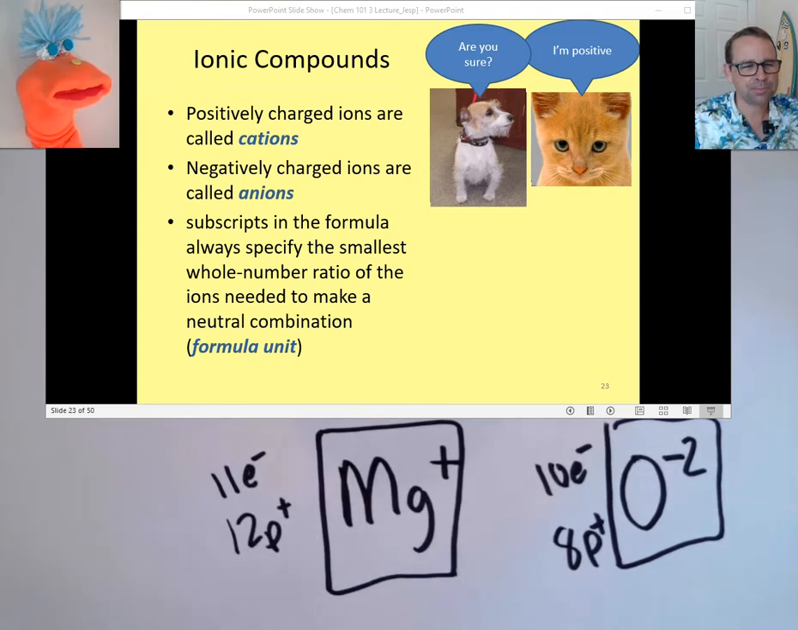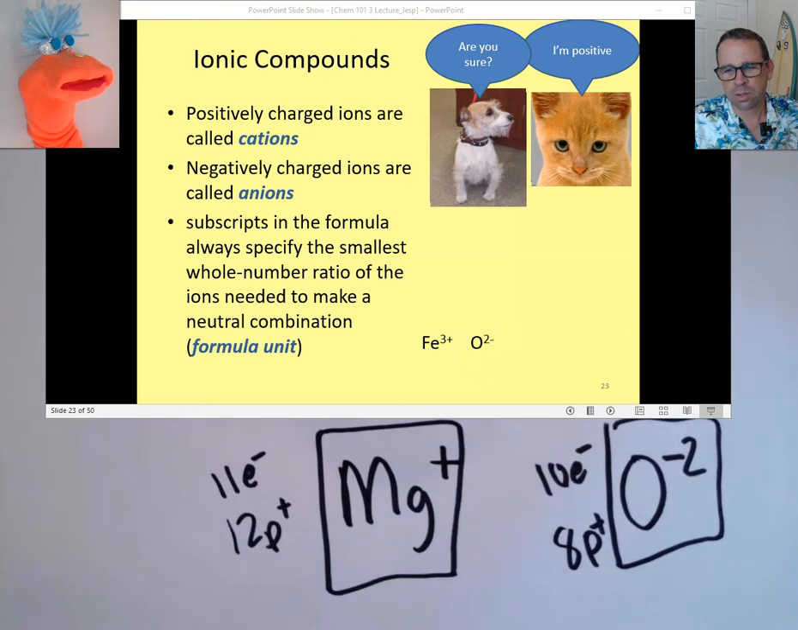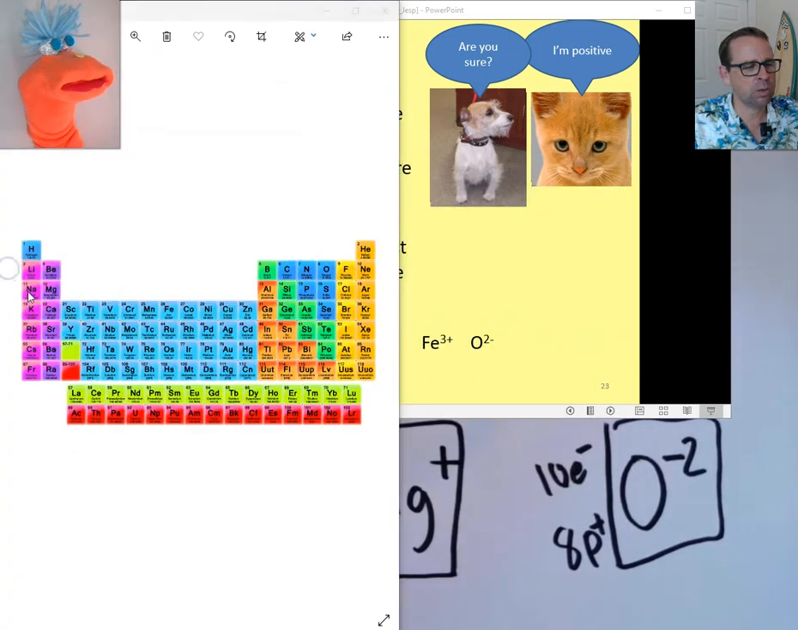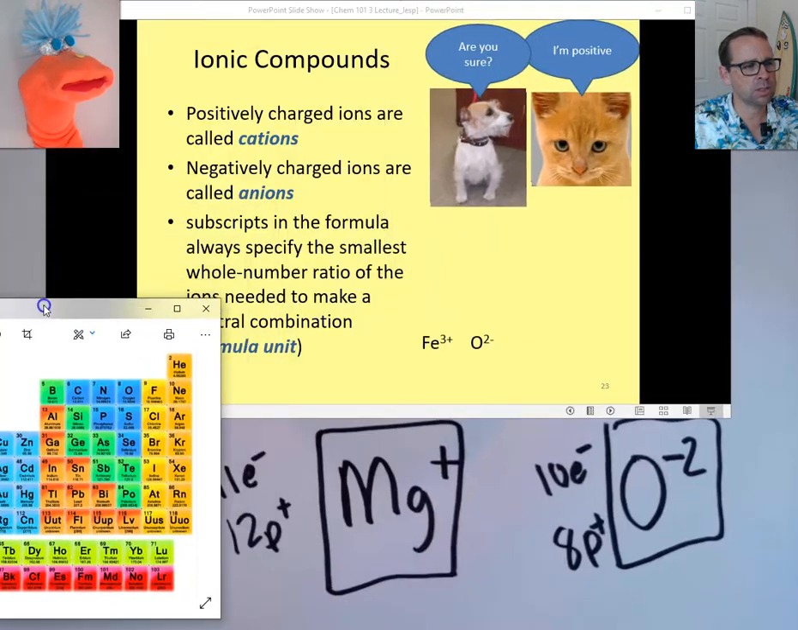Okay, so when we have ions given to us, for example, if I say I have an iron ion with a +3 charge, and I have an oxide ion. Now notice how I changed the name of oxygen when it's a nonmetal, right? So our nonmetals over here on the right of the staircase.